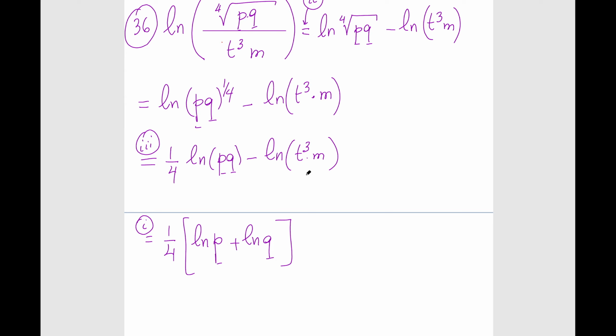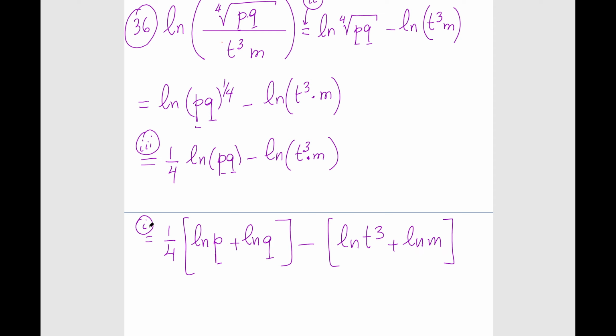Over here, ln is acting on what? It's acting on this times this, so it's still a product. Property 1 is still applicable: log base a of capital A times capital B is equal to the sum of the logs of the factors. So it's minus the sum of the logs, so ln of t cubed plus ln of m, right?